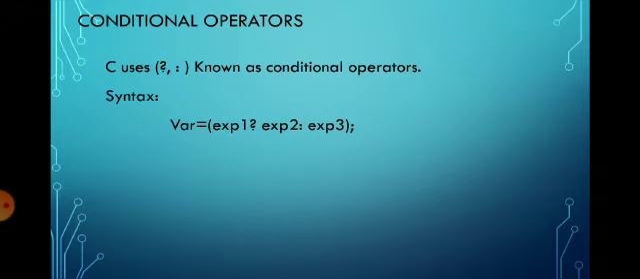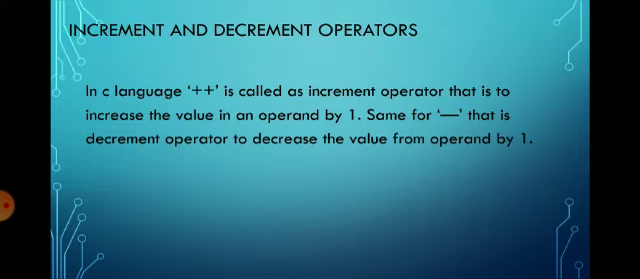So now conditional operator. C uses two types of conditional operator: question mark and the colon. This is the syntax of this conditional operator. Now increment and decrement operator. In C language, plus plus is called the increment operator, that is to increase the value of an operand by 1. Same for minus minus, that is the decrement operator to decrease the value of an operand by 1.